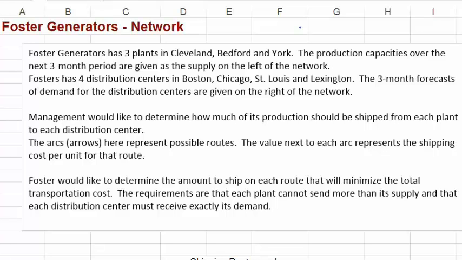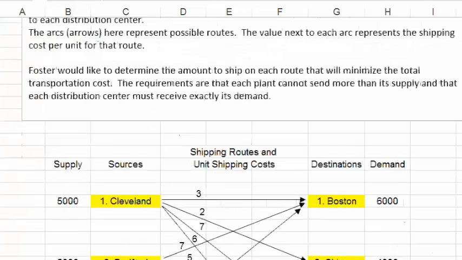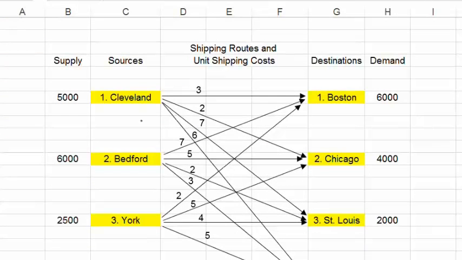Okay, so this is an example of a transportation problem. A transportation problem has to do with shipping goods. At the basic level, it has to do with shipping goods from one set of places to another set of places. Here we have an example of a company that makes generators, and they have three plants located in Cleveland, Bedford, and York.